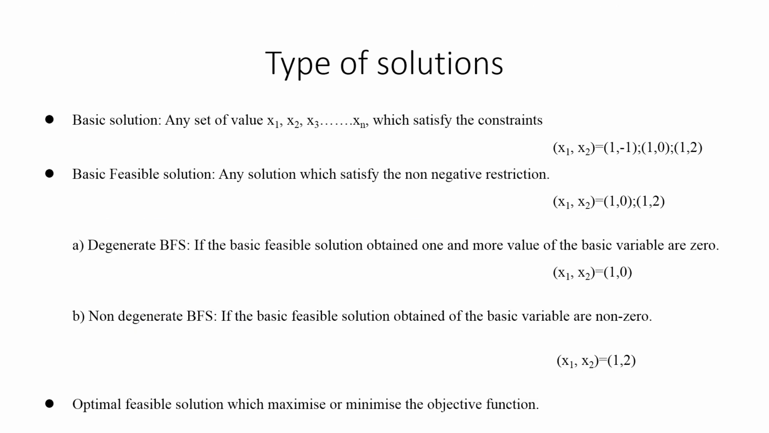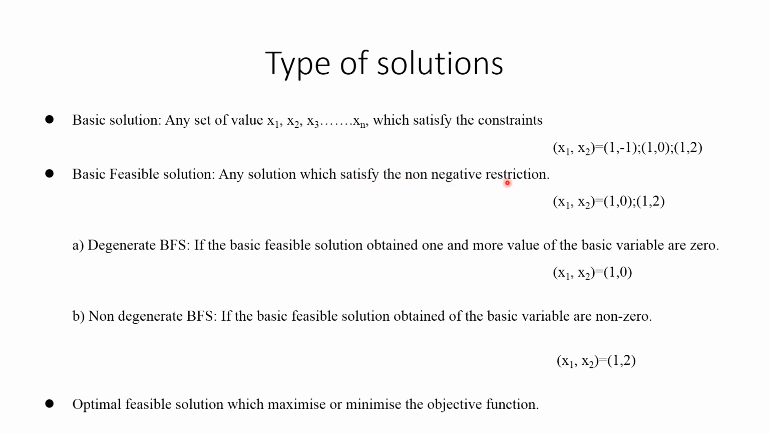So now let's check the types of solution. First is a basic solution. Any set of values x1, x2, x3 up to xn which satisfy the constraints is known as a basic solution. Suppose x1, x2 have three sets of values like (1, -1), (1, 0) and (1, 2). If these values satisfy our constraints, we can say these are basic solutions of the given equation. A basic feasible solution is any solution which satisfies the non-negative restriction.